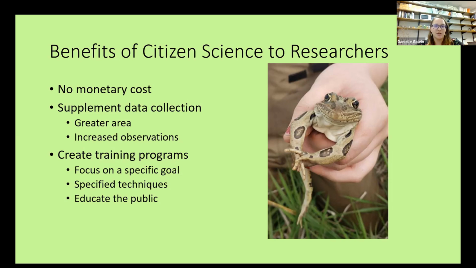One of the greatest things, however, is that researchers are even able to create their own training programs. So by creating your own training program, you are able to focus your citizen scientists on a specific goal. You can also then teach specific techniques when it comes to photographing, recording video, or even just looking for these different observations. You can specify the techniques that you would like your citizen science researchers to use. By creating these training programs, researchers are also able to educate the public on different things going on in their lab and going on in the research world.